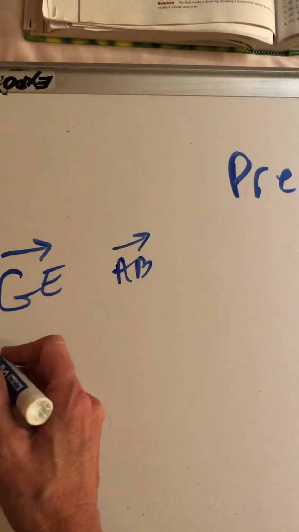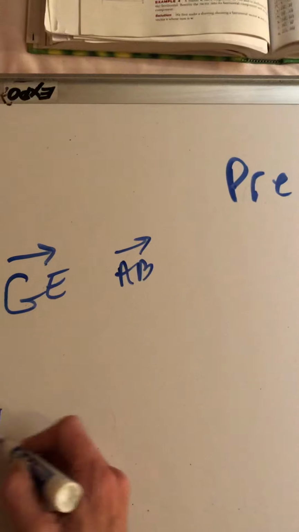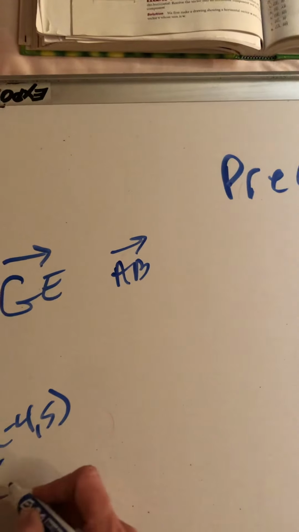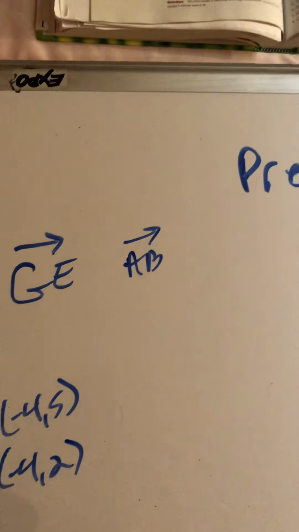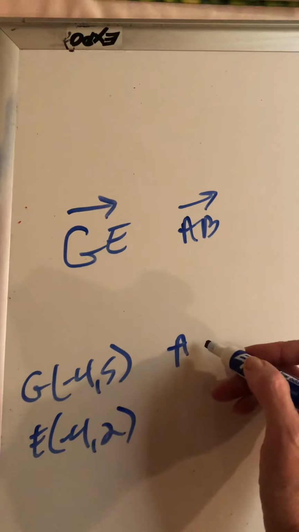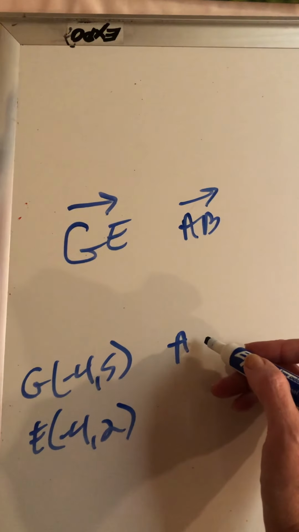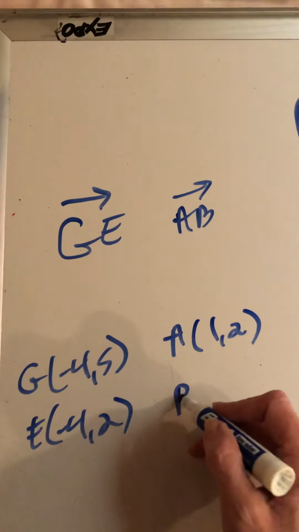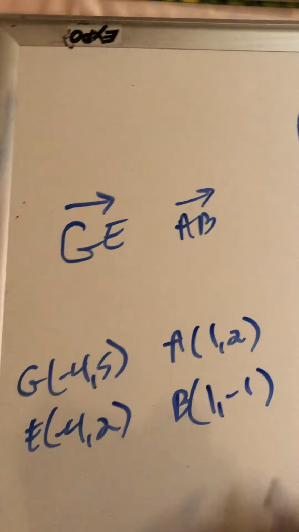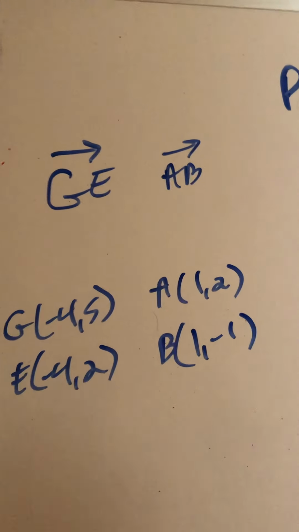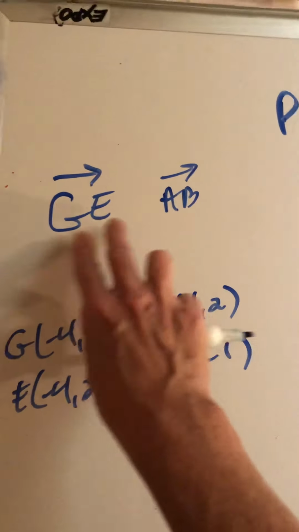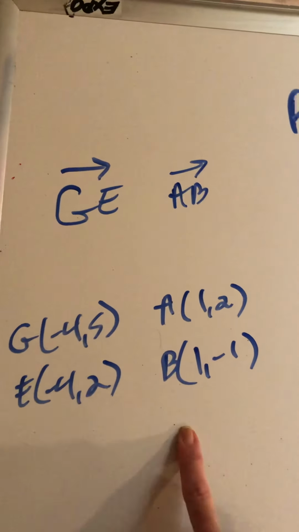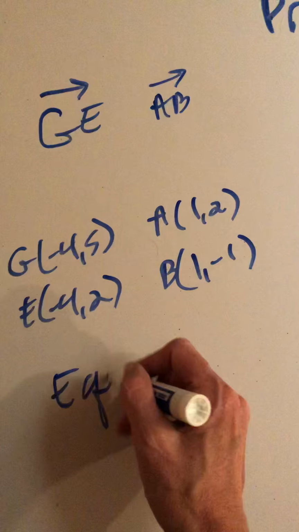Okay, so I've got vector GE and I've got vector AB, and then you're given coordinates. Like G is -4, 5, and E is -4, 2. Then A is 1, 2, and B is 1, -1. When we're looking at the arrow, that means we're going from G to E. We're going from A to B. We want to know if these are equivalent vectors.